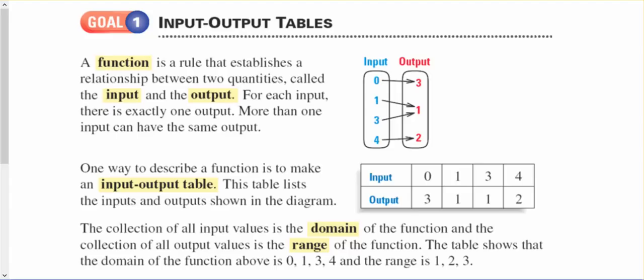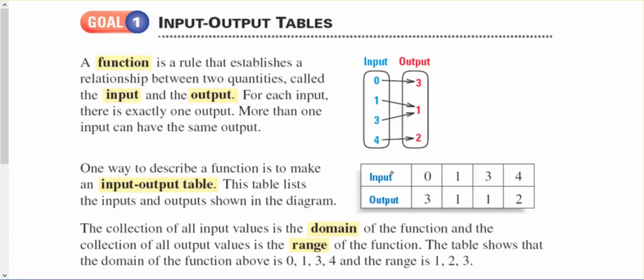So a function is a rule that establishes a relationship between two quantities called the input and the output. For each input, there's exactly one output. More than one input can have the same output. One way to describe a function is to make an input-output table. This table lists the inputs and outputs shown in the diagram.